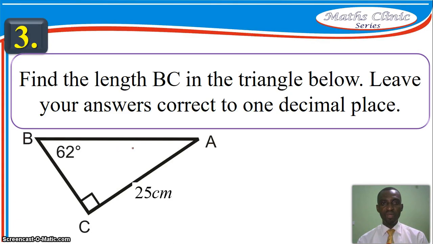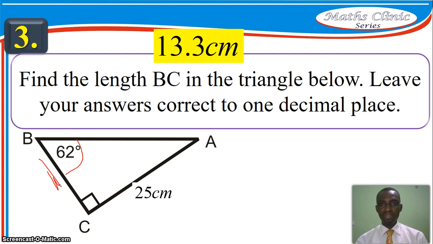Now with example number 3, you have to find the length BC. In the triangle below, leave your answer correct to 1 decimal place. The angle theta has been given, one side has been given, and they want us to find the length BC. You can pause the video and try your hand on it. I'm sure you've been able to do it, and your answer came as 13.3 centimeters. If you're able to get it correct, clap for yourself. If you're unable to do it, let's see how the solution will go.